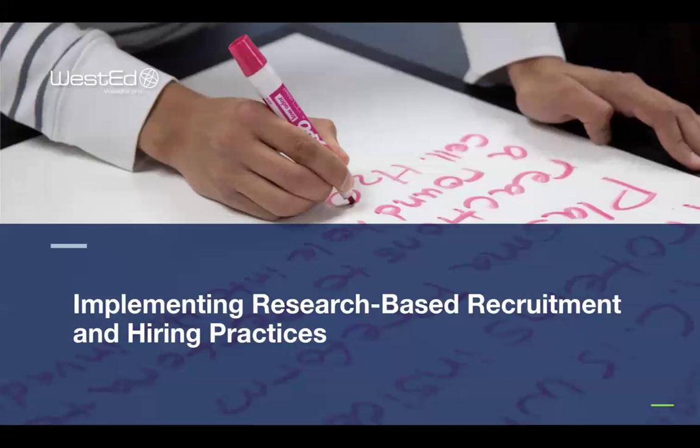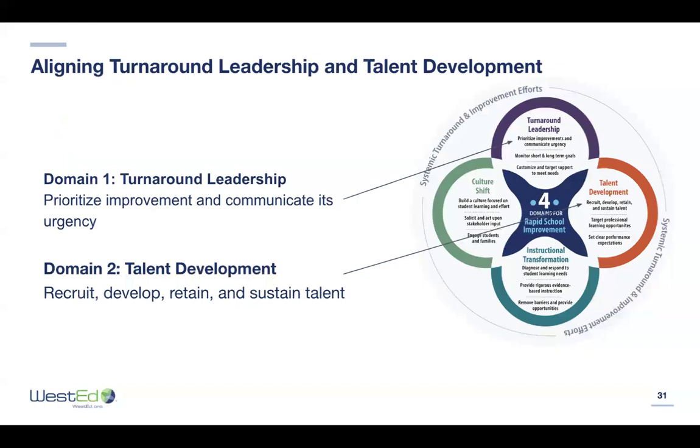Implementing research-based recruitment and hiring practices. Effective teacher recruitment and hiring practices are significantly influenced by Domain 1, turnaround leadership, and Domain 2, talent development. Domain 1 emphasizes the importance of prioritizing improvement and communicating its urgency, which directly shapes how a school recruits and hires. Leaders who demonstrate a commitment to improvement create a sense of urgency and set a clear expectation that hiring top talent is a priority.